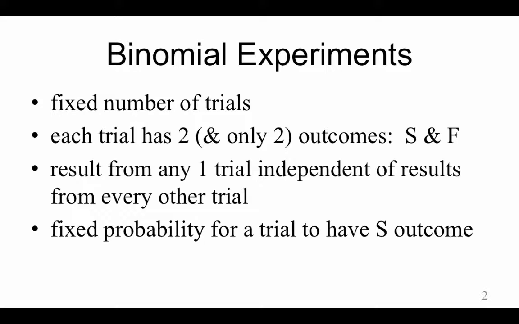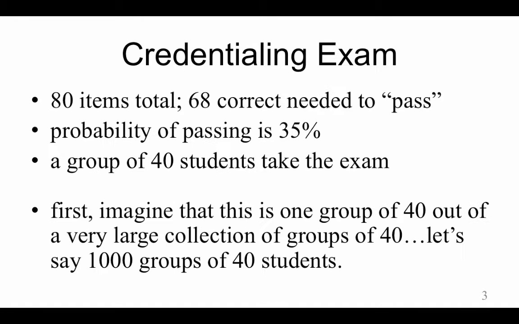There has to be a fixed number of trials. Each trial has two and only two outcomes, for example, success or failure. The result from any one trial is independent of the results from every other trial. And finally, the probability for having an outcome which is a success for any given trial is the same. It's a fixed probability.